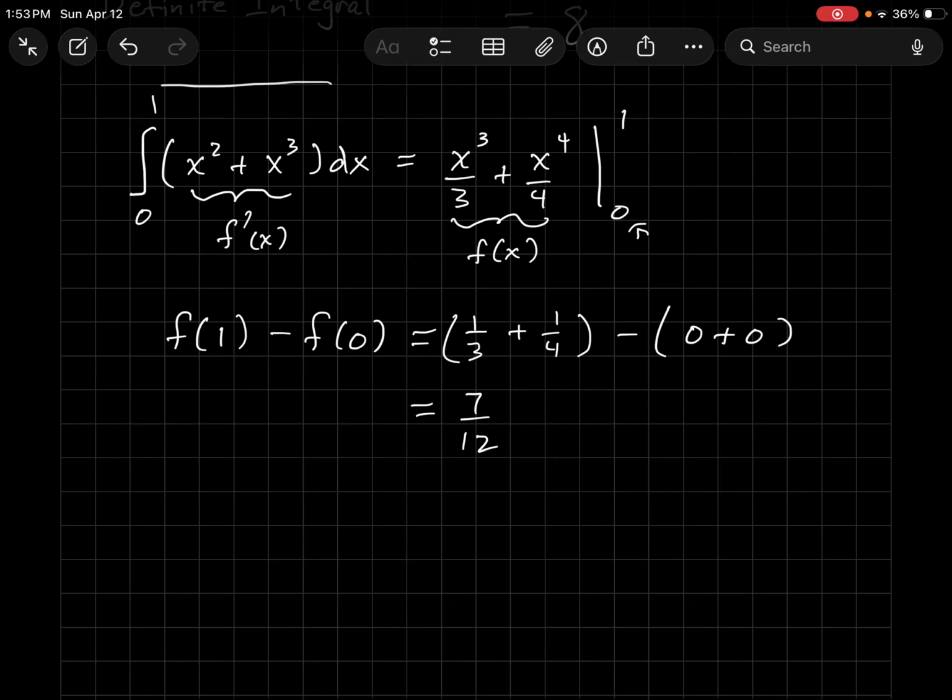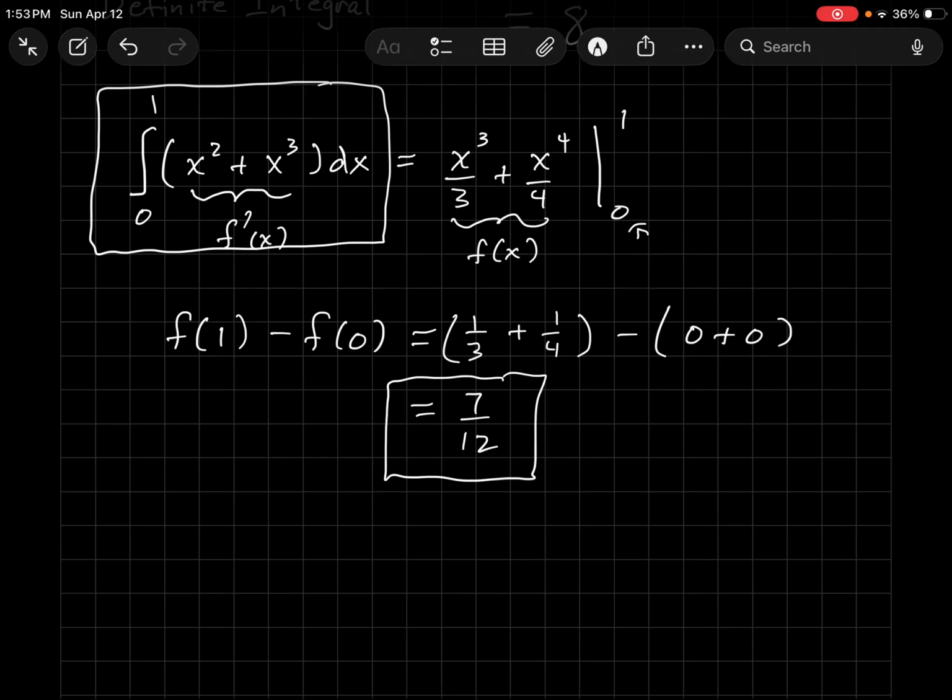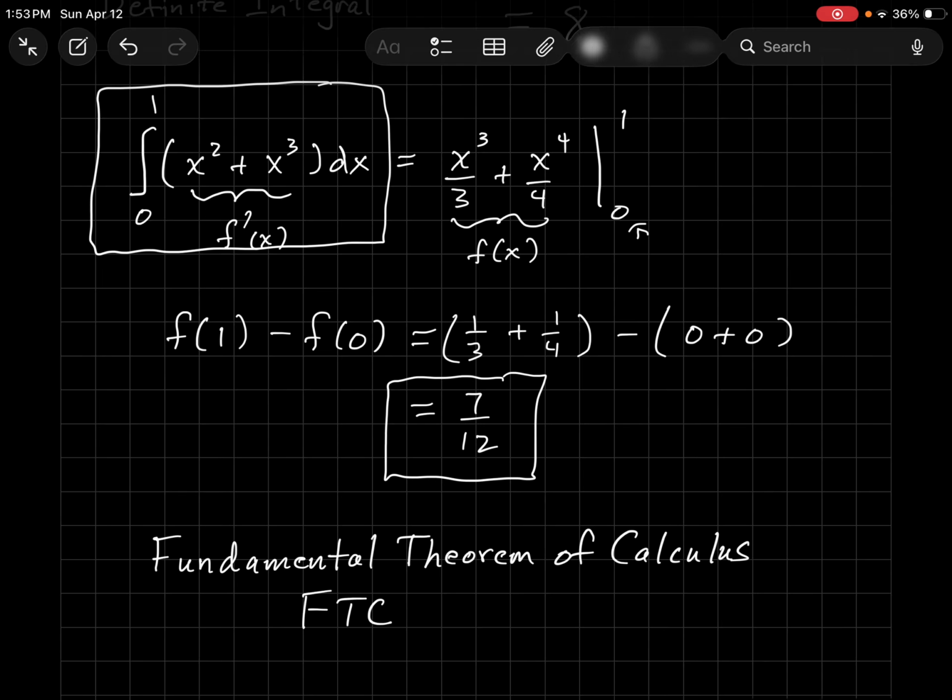So this value, or if you want to think of it as the area under the curve of x squared plus x cubed from 0 to 1, equals 7/12. We're going to do a lot more of this in the next video, plus other examples where we use this idea. But what I've introduced in this video is something called the fundamental theorem of calculus. What I usually call part 1, just because I personally teach it first, or FTC part 1.